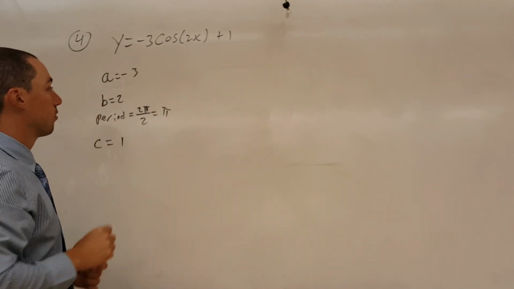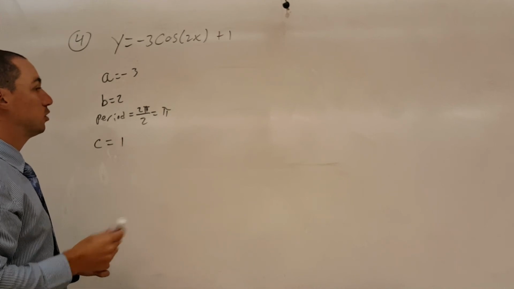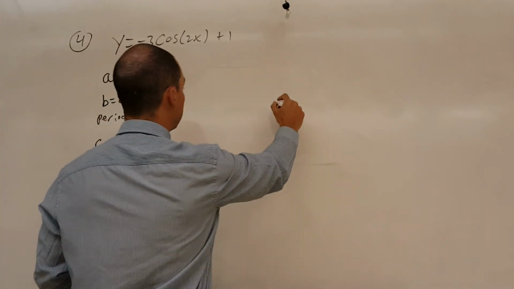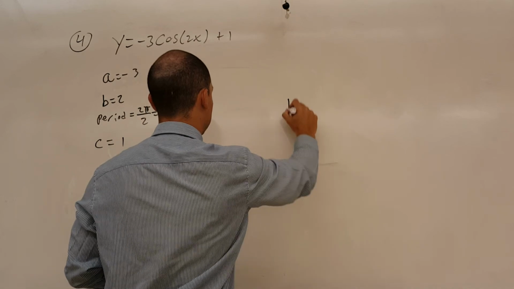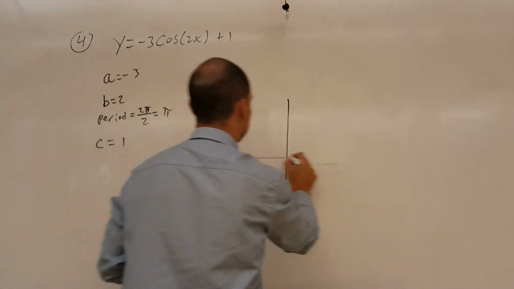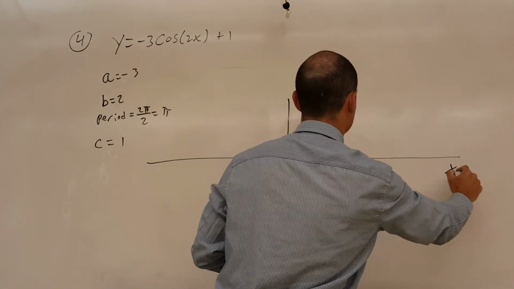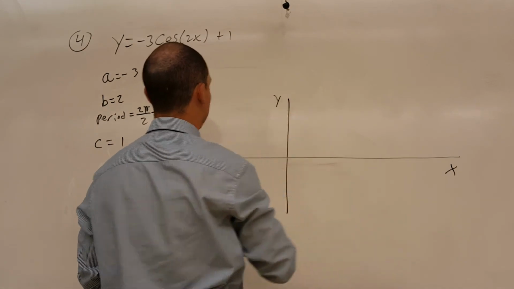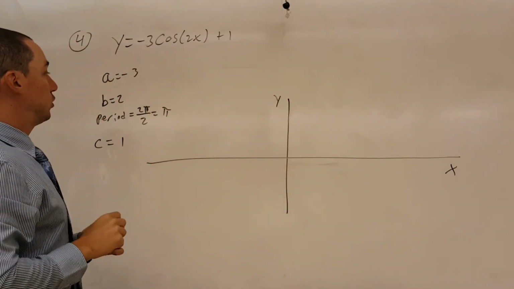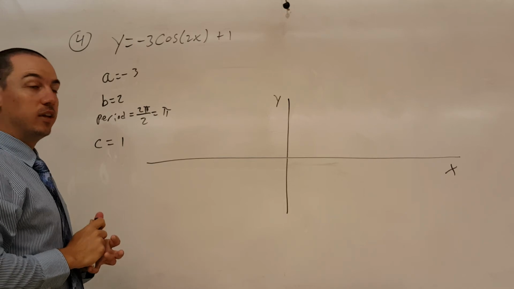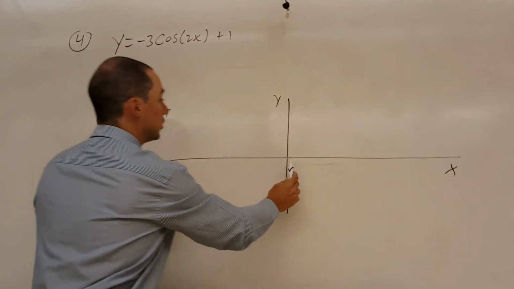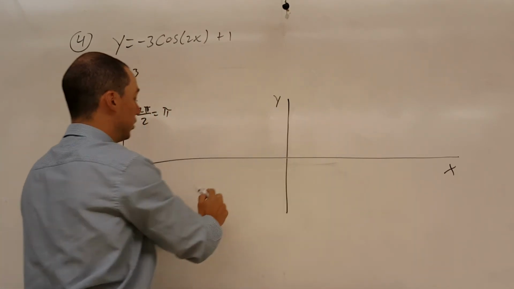And let's see, why not? Let's go 2 cycles. We're going to graph 2 cycles of cosine here. We'll make it too easy. So x-axis here, y-axis there. And let's do 1 positive cycle and 1 negative cycle. Yeah, we'll go 1 cycle to the right of the y-axis, 1 cycle to the left.